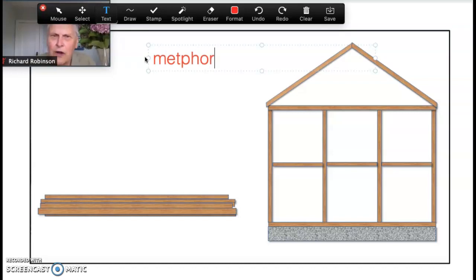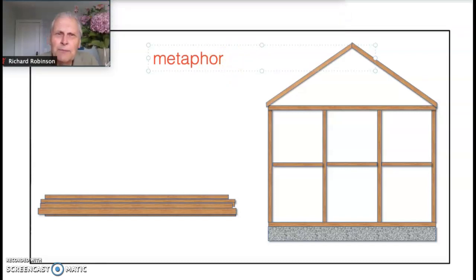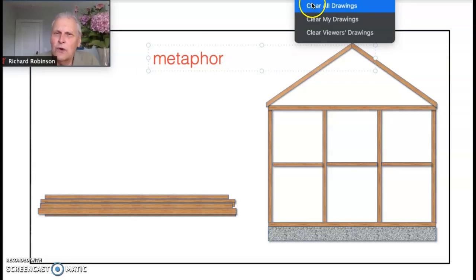Sorry, I spelled the word wrong. I forgot the A in metaphor. I put it in the wrong place. Metaphor, M-E-T-A-P-H-O-R. Metaphor is like when you say love is like a rose, or if you compare politicians to cats and dogs fighting with each other, that's a kind of metaphor. You could say the moon is like a piece of cheese up in the sky. So those are all metaphors.